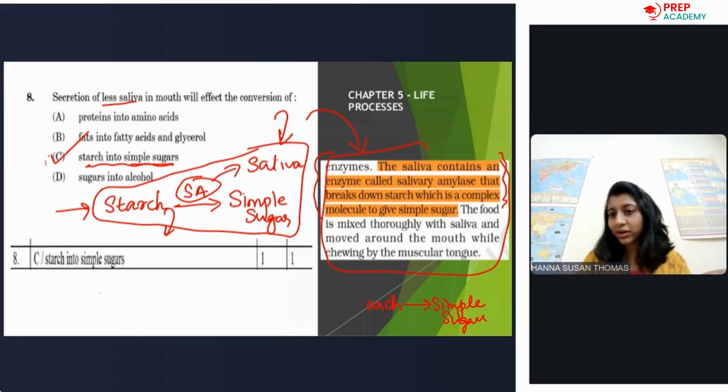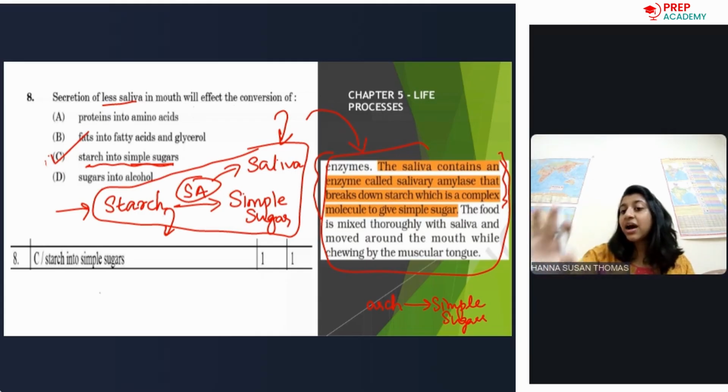It's very, very important. So let's start with the first question asked in set 1 of your science question paper. Secretion of less saliva in mouth will affect the conversion of. Before we discuss this particular question, one more thing I have to mention is that there are five types of questions asked in your science question paper as a whole. Be it physics, chemistry or biology, these five types of questions have been asked in your science exam.